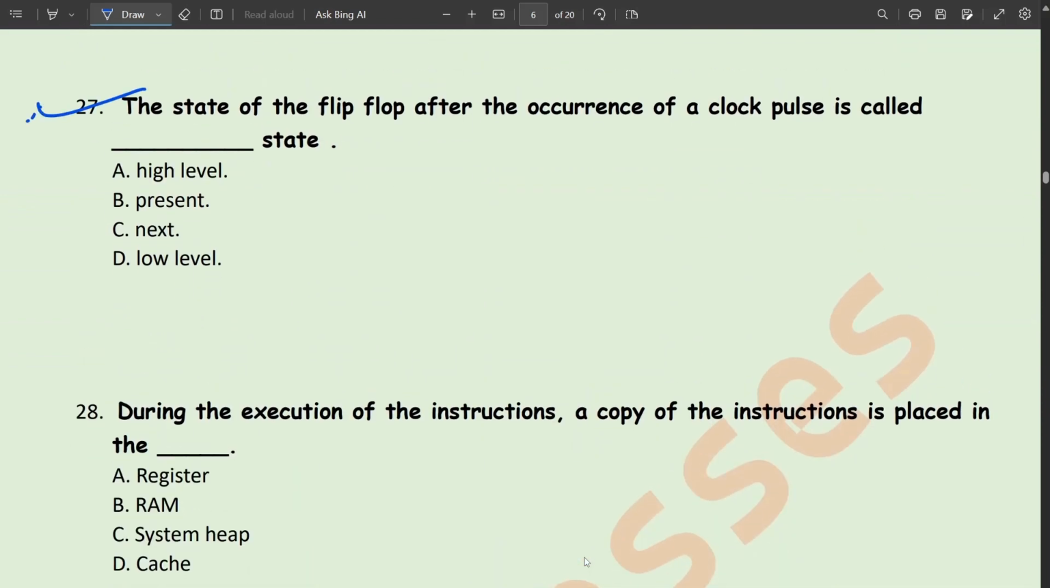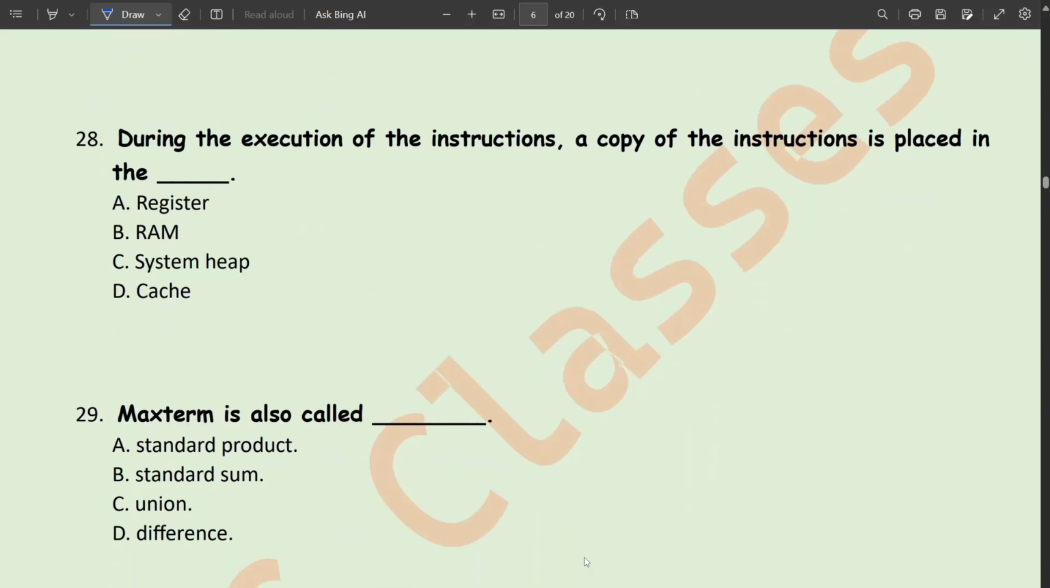Next. The state of the flip-flop after the occurrence of a clock pulse is called next. Option number C is correct. Next. Question 28. During the execution of the instructions, a copy of the instructions is placed in the... Copy of instructions is placed where? The answer will be cache.